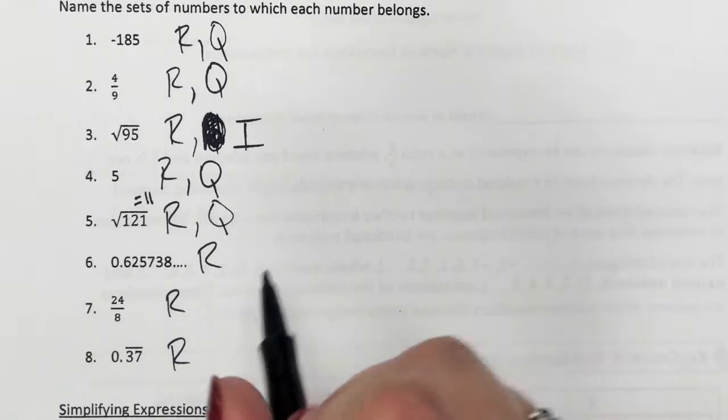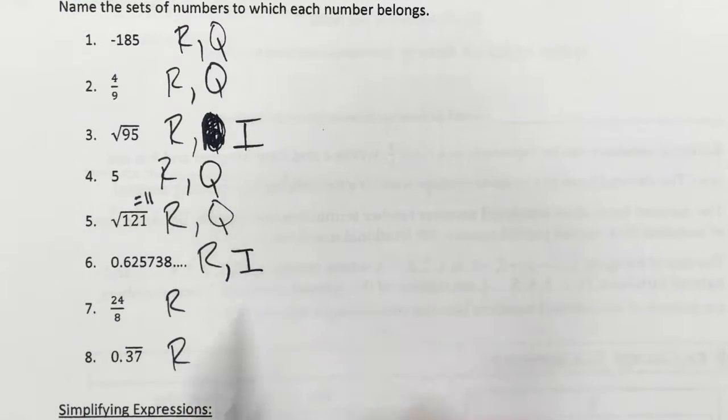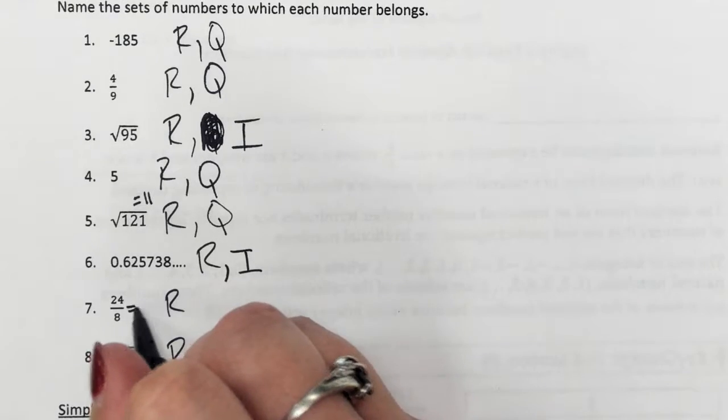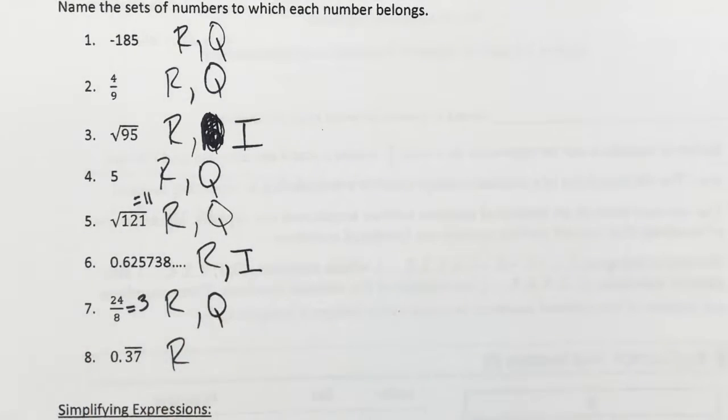What about number 6? It's irrational. There we go. Let me write an I that time. All right, what about number 7? How'd you get that? Because 24 divided by 8 is 3. Very good. Very nice job. And the last one, number 8? It's still rational. Why? Because 37 is repeating. The little line over it means repeating, right? Okay, here we go.